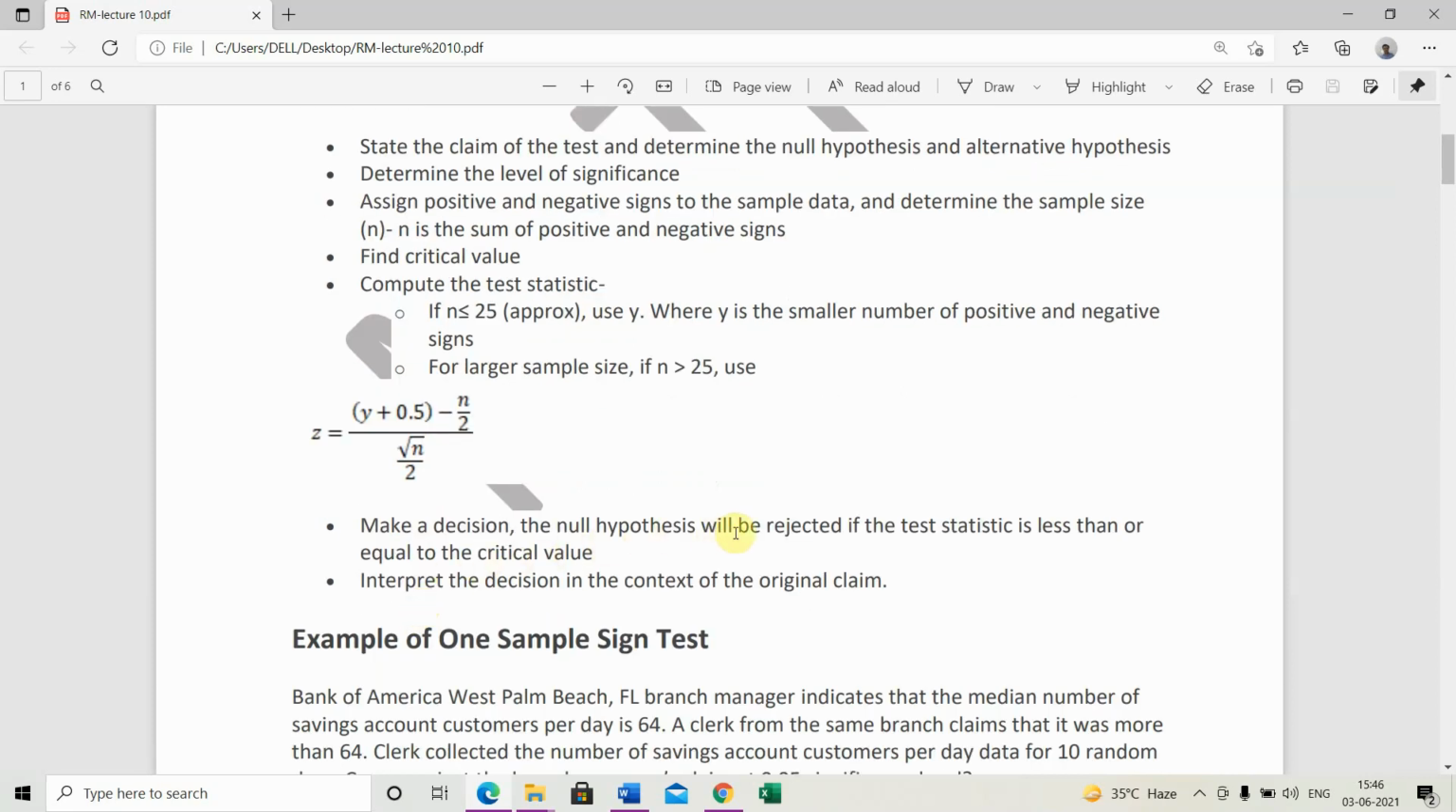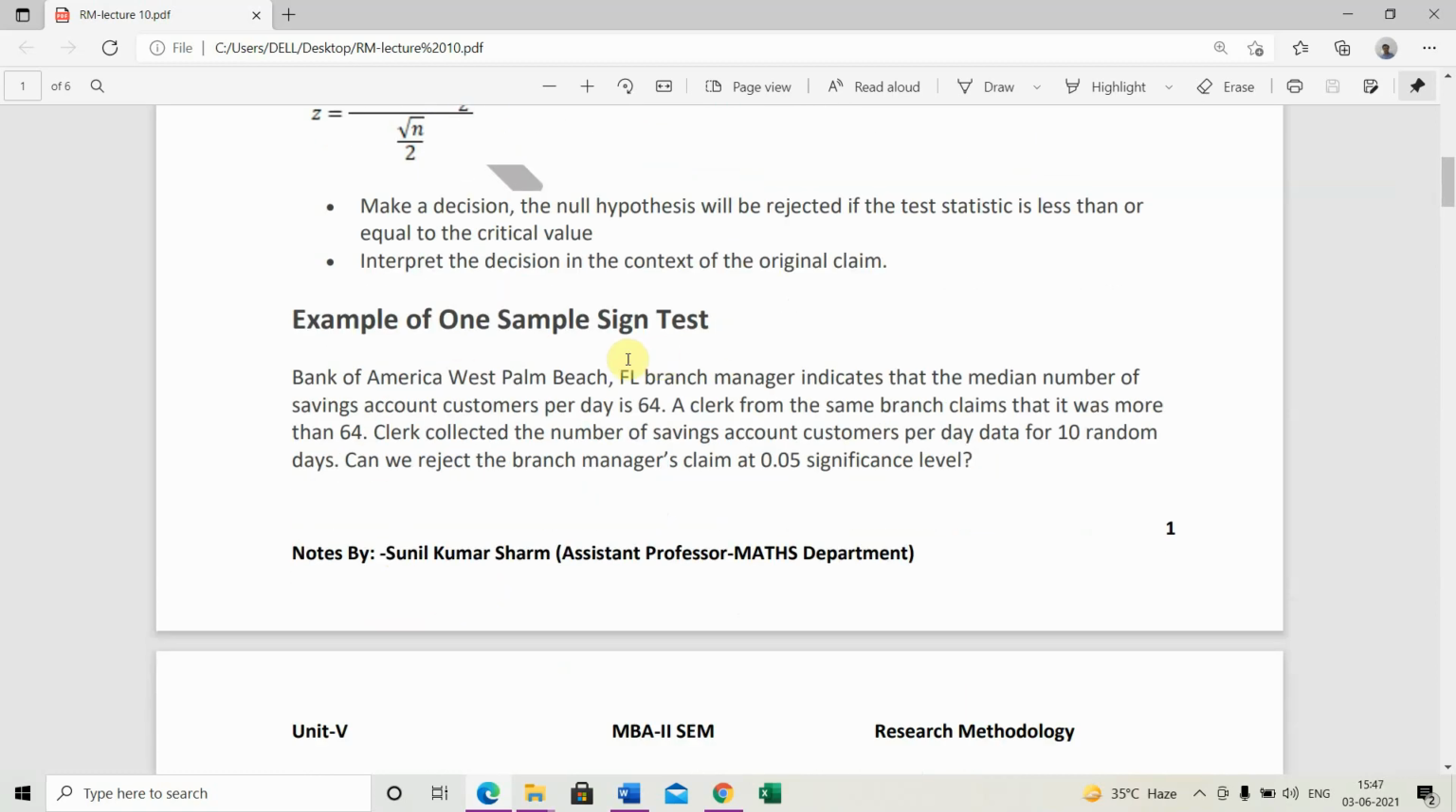Make a decision. The null hypothesis will be rejected if the test statistic is less than or equal to the critical value. Interpret the decision in the context of the original claim. Example of one sample sign test: the Bank of America West Palm Beach FL branch manager indicates that the median number of savings account customers per day is 64. A clerk from the same branch claimed that it was more than 64. The clerk collected the number of savings account customers per day for 10 random days. Can we reject the branch manager's claim at 0.05 significance level?